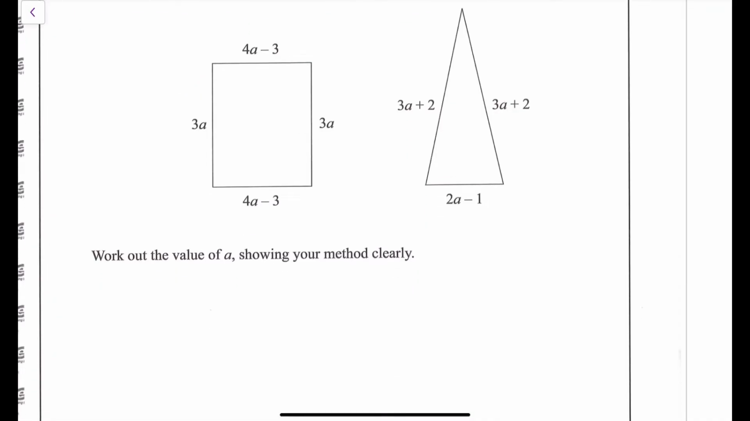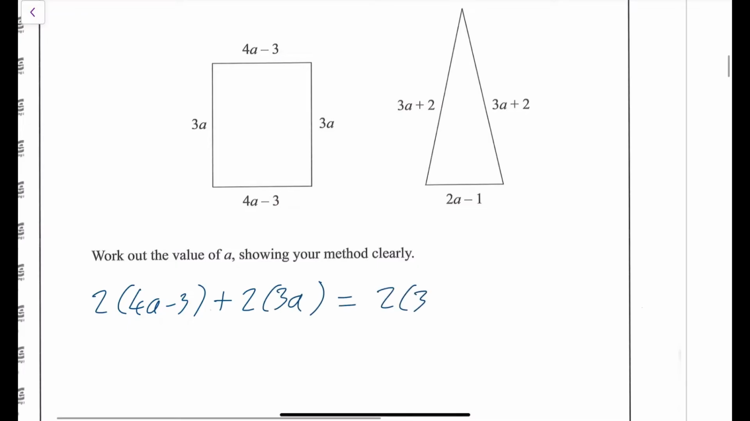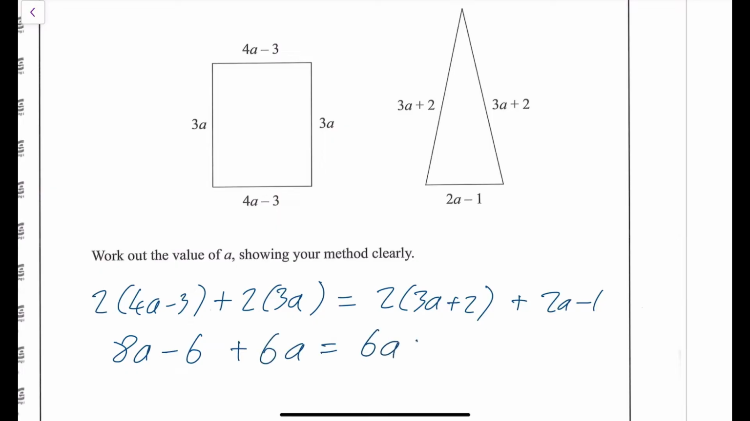So for the rectangle, the perimeter is, I've got 2 lots of 4A minus 3, and 2 lots of 3A. And for my triangle, I've got 2 lots of 3A plus 2 and 1 lot of 2A minus 1. Just multiply that out and tidy up. 8A minus 6 plus 6A is equal to 6A plus 4 plus 2A minus 1.